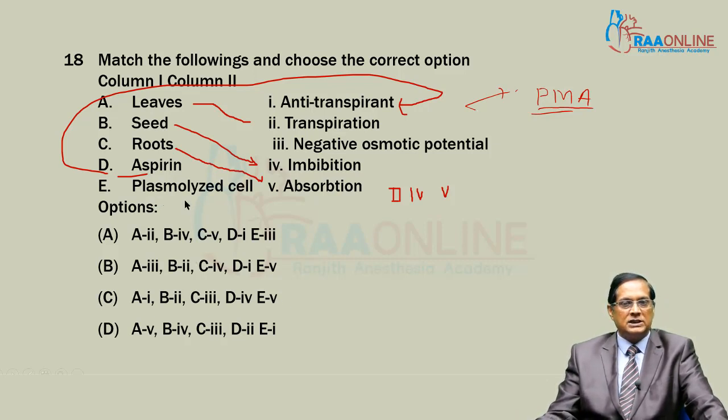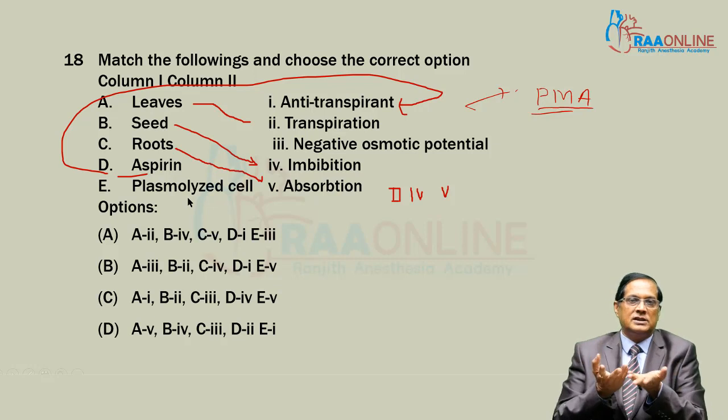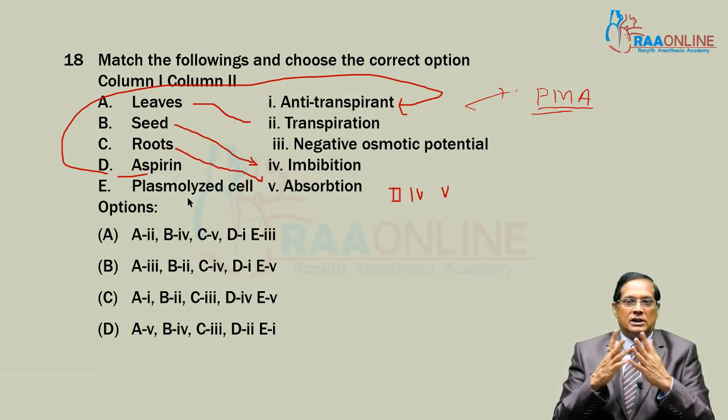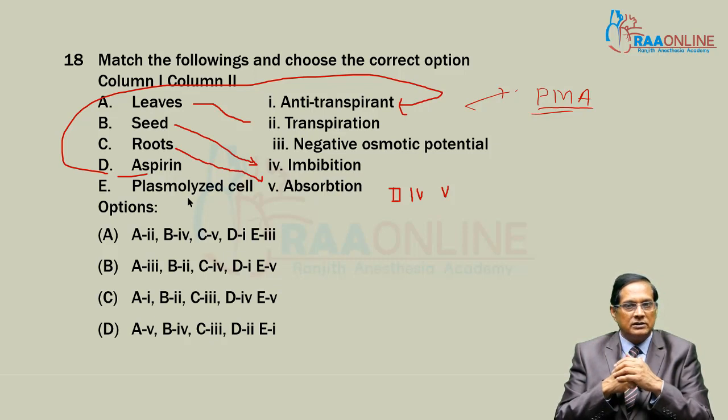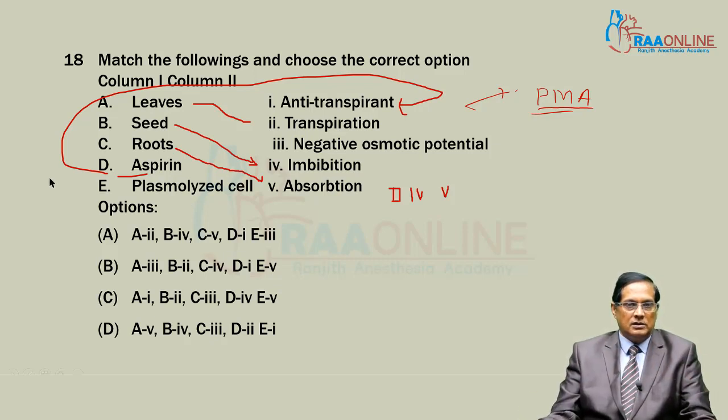And what about the plasmolysed cell? Plasmolysed cells don't have water, that is, water is lost. That's why there is no osmotic potential. They have negative osmotic potential. So for E, that is the third one, and in this respect, I think this is correctly matched. Option A is correctly matched.